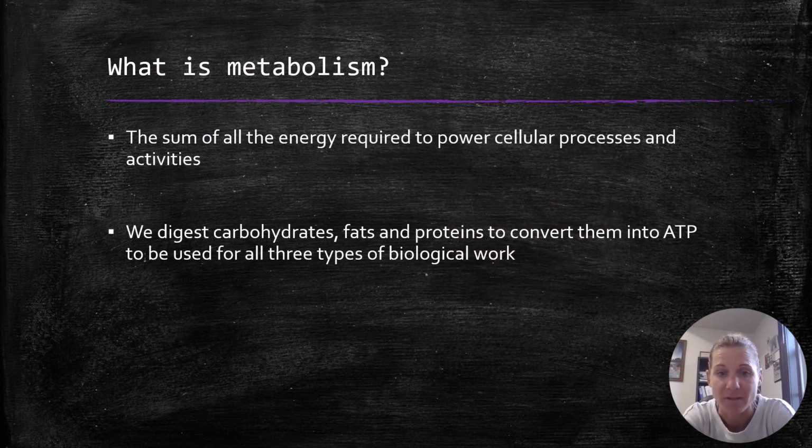So what is metabolism? Metabolism is the sum of the energy required to power all these cellular processes. Think of taking all of the energy that we need for transport work, for mechanical work, and for chemical work, and putting those together, and that tells us our total amount of energy that we need. So we're going to digest carbohydrates, fats, and proteins and convert them into ATP so that we can use this for all three types of work that we just discussed.